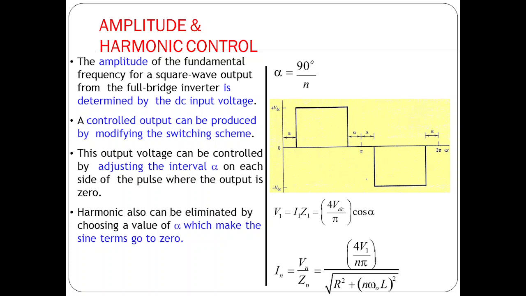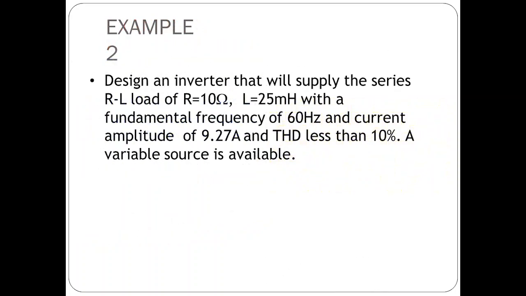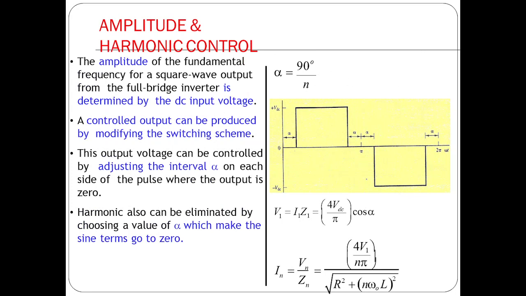So the amplitude of the fundamental frequency of a square wave output from the full bridge generator is determined by the DC input voltage, and harmonics can be reduced here. And in this amplitude and harmonic control, we have different types of problems here. So this is the amplitude and harmonic control, and we will see the problem in the next slide.